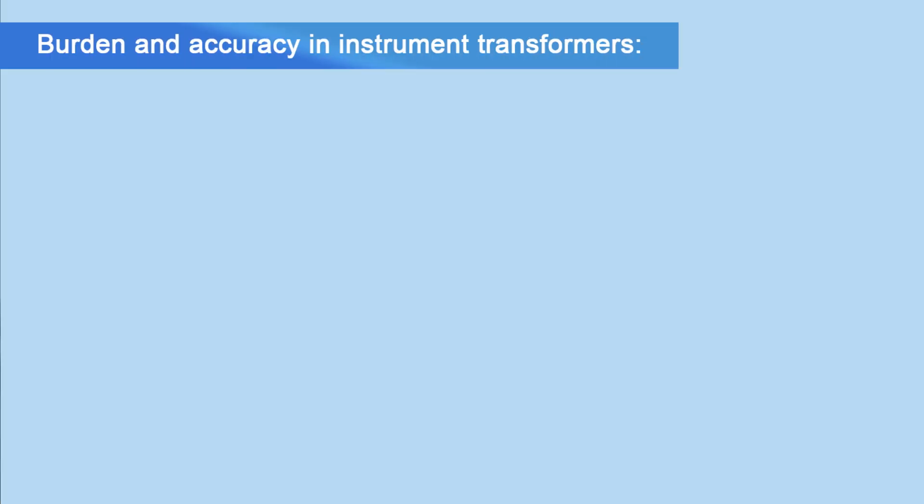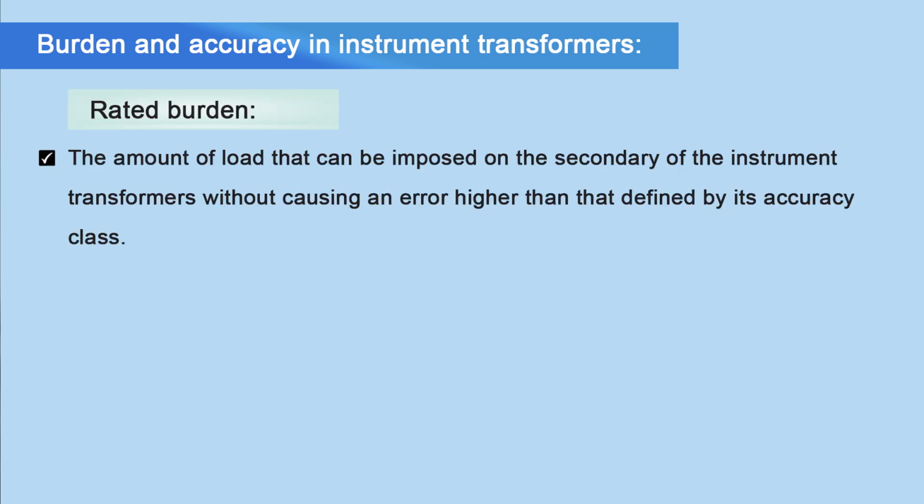Now we are going to discuss some terminologies related to instrument transformers, like burden and accuracy. If we talk about the burden, the rated burden is the amount of load that can be imposed on the secondary of the instrument transformers without causing an error higher than that defined by its accuracy class. So mainly a burden is the amount of load that can be given to the secondary of the instrument transformers. So this is the burden.